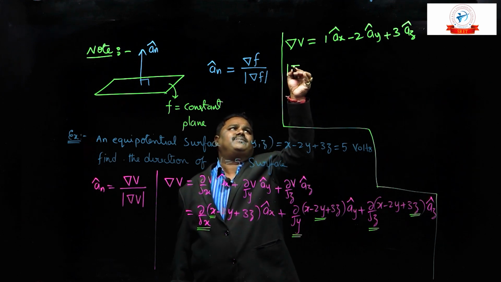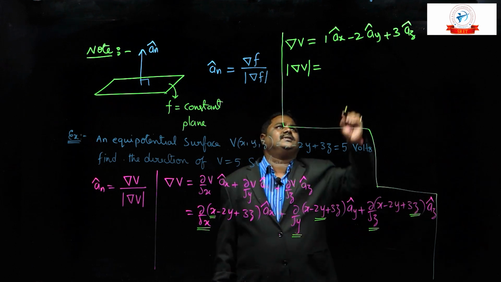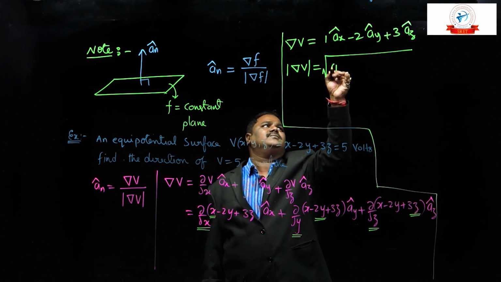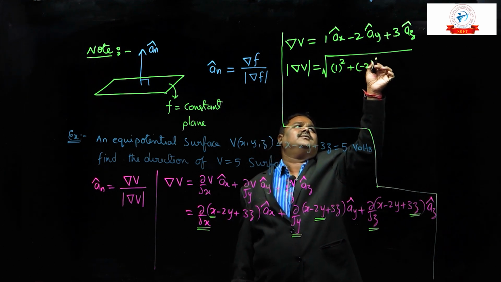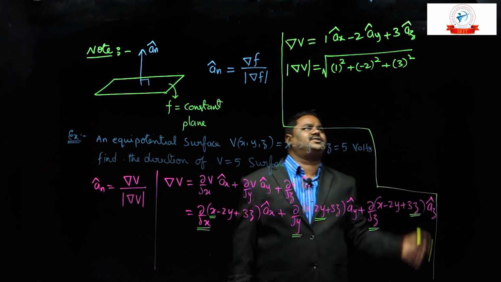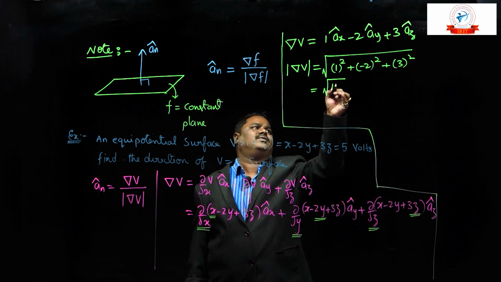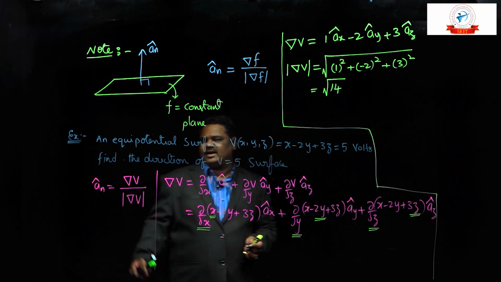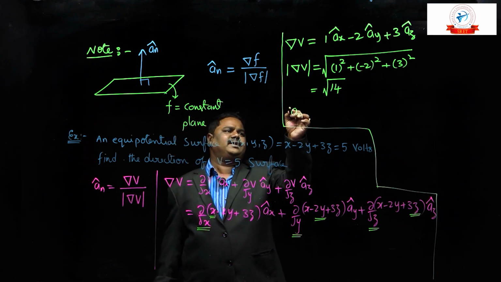Now, let us find the magnitude of the gradient of V. It is the square root of the x component squared, 1 squared, plus the y component squared, minus 2 squared, plus the z component squared, 3 squared, which is equal to the square root of 14. This is the magnitude of the gradient of V. Now, let us finally find the direction of the V equal to constant plane or surface.